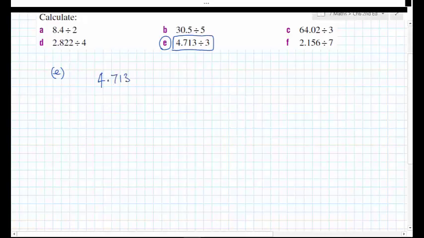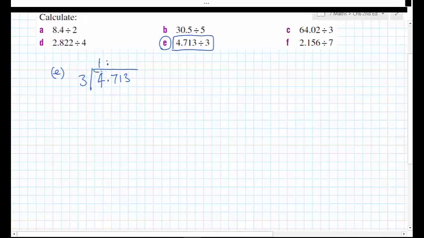4.713 divided by 3. What we're going to do here is put our decimal above the decimal in what we're dividing by. So our decimal up here in our answer matches where our decimal lies down here, so they're vertically above one another. I then think, okay, I have 4 and I divide it by 3 and it goes in one time.